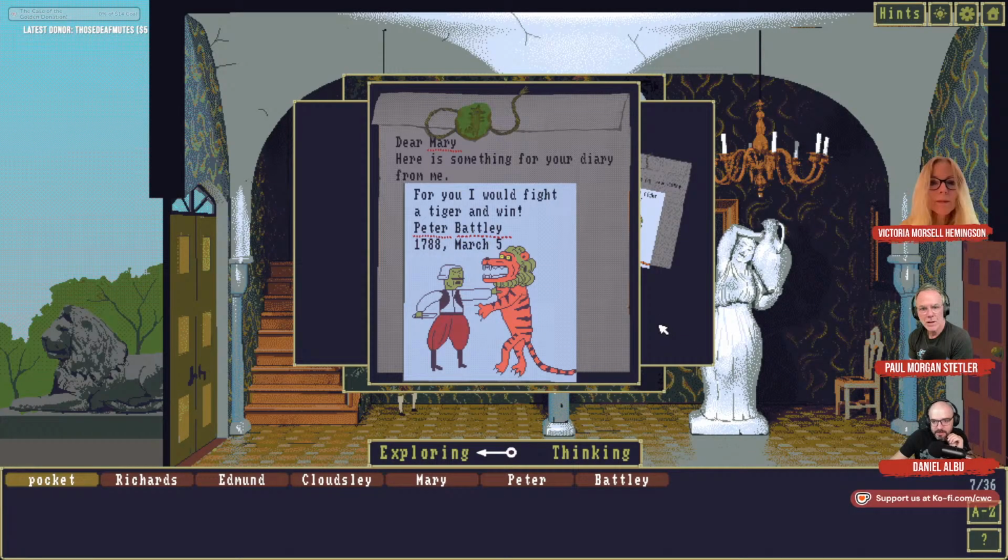Edmund. He's one of the Cloudsley boys. Dear Mary, here is something for your diary from me. For you, I would fight a tiger and win. Hold on. Peter Batley. Okay, so Peter Batley likes Mary. He puts the battle in Batley.